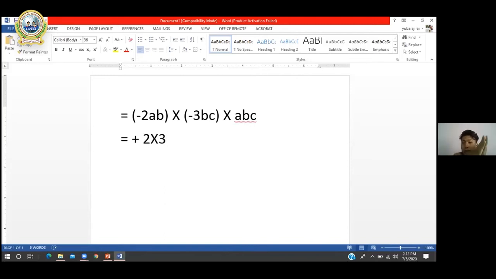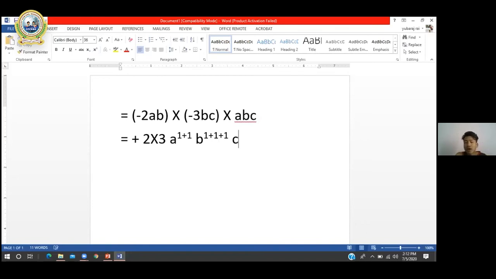Next up, we find the like bases, same bases, and add the powers. So for a, the power is 1 in the first term. In the middle one there is no a, but in the last term there is another a whose power is 1. So we have the power of a as 1 plus 1. For b, in the first term there is a b, so the power is 1, plus in the second term there is a b whose power is also 1. In the last term there is another b whose power is 1. So there are 3 b's all with the power 1.